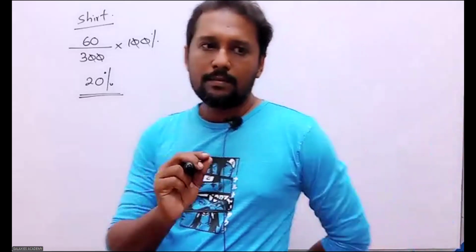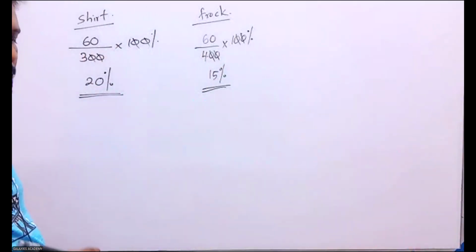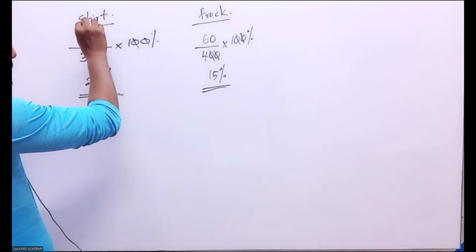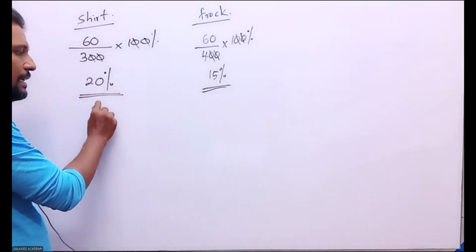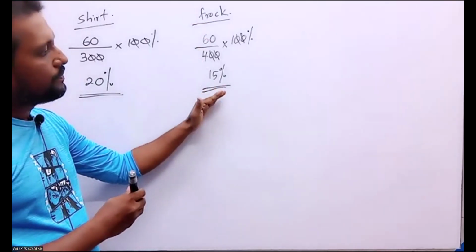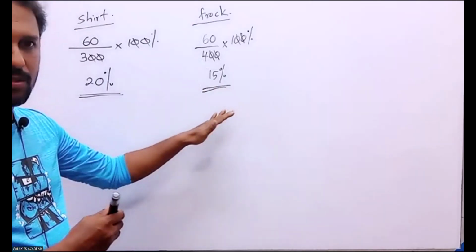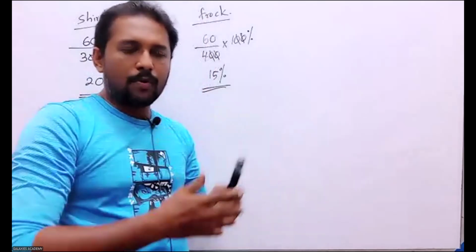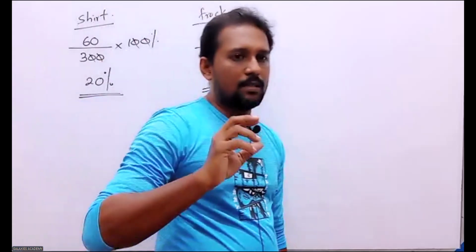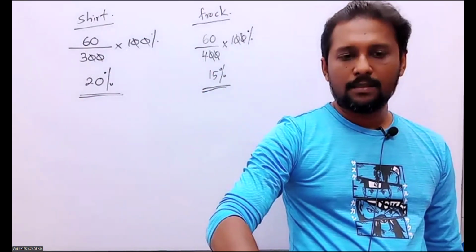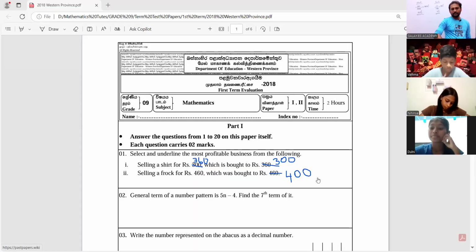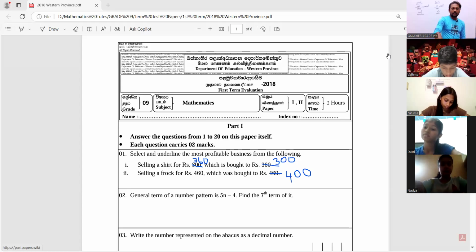Now you can check which business is the most profitable one. Selling shirts, the profit percentage is 20%. Selling frocks, profit percentage is 15%. So which one is the most profitable one? More profit we can get by selling shirts. So what is the answer of the first question? First business, right? Roman number 1, you have to underline.